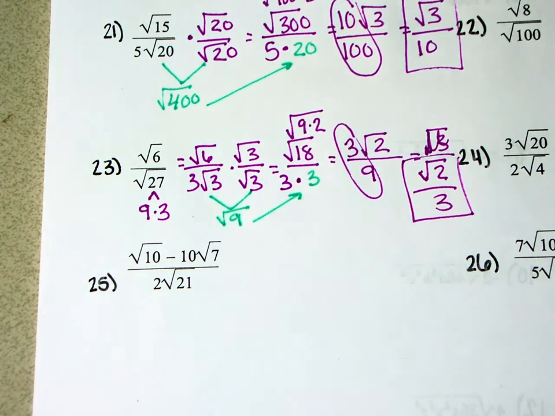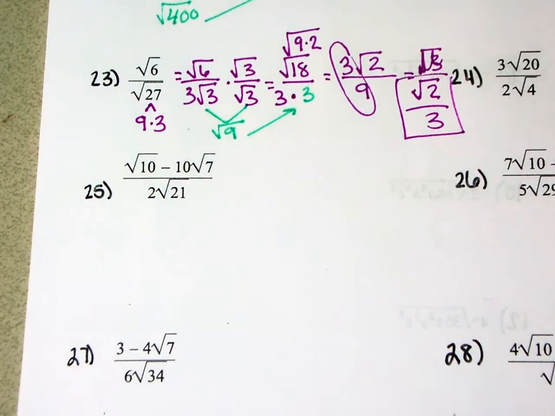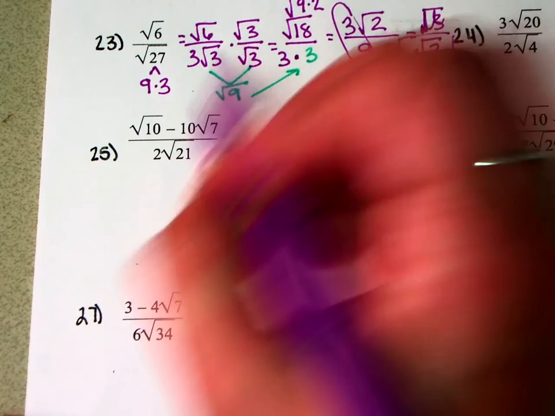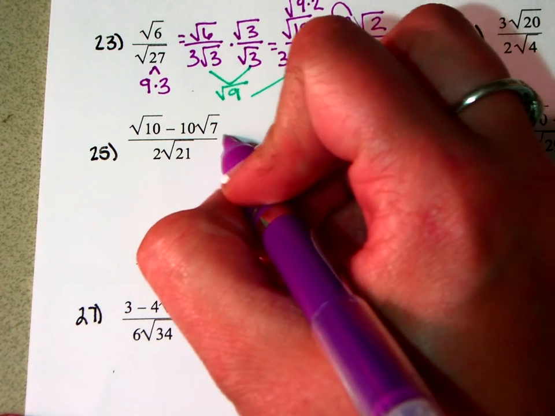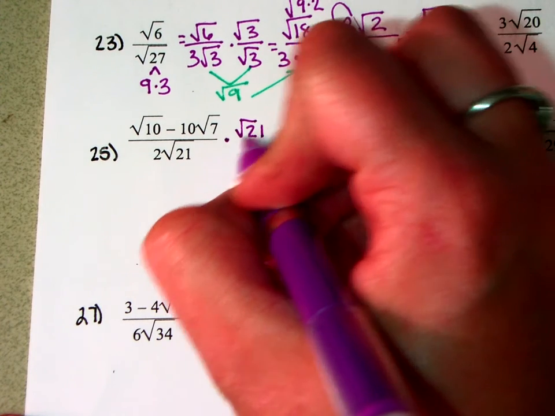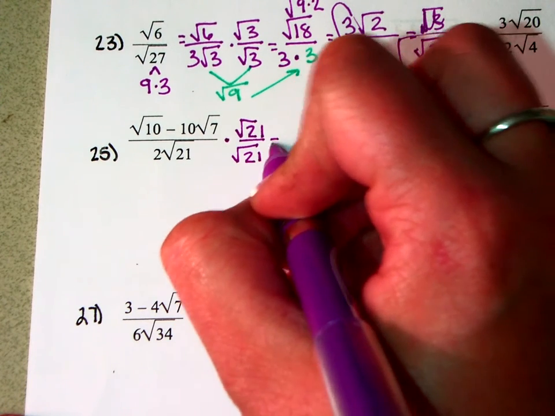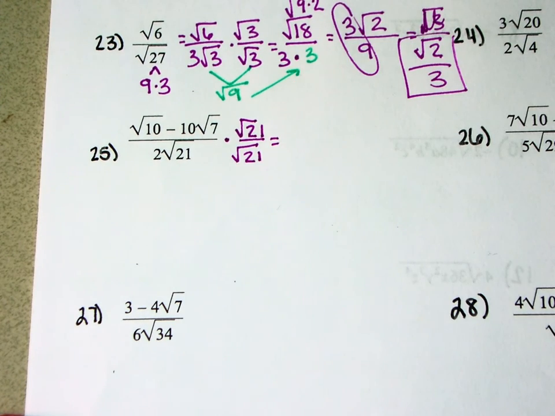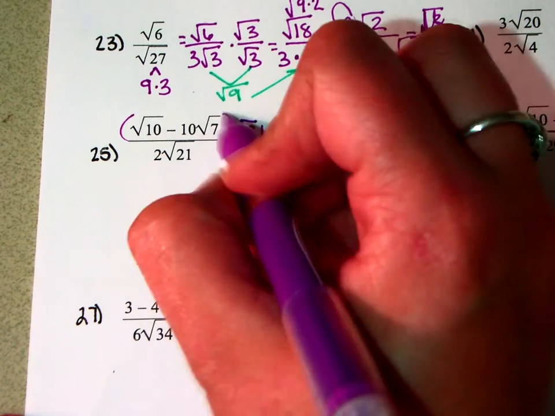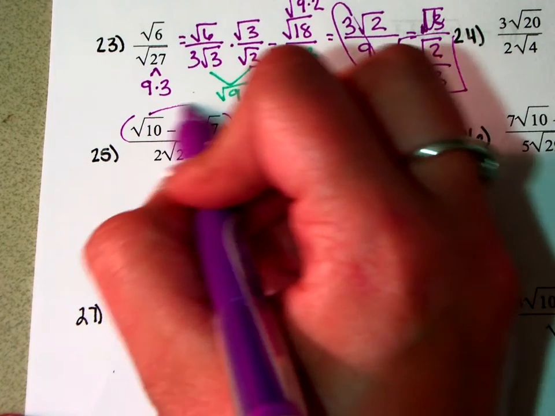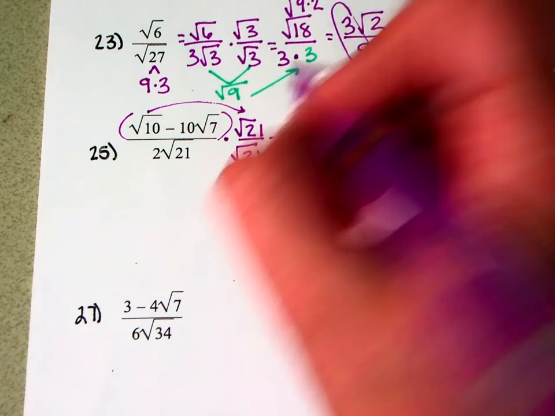Okay, these problems are getting a little bit more challenging, but again, nothing you can't handle. I'm still going to multiply by the square root of 21. That cannot be simplified. So square root of 21, square root of 21. However, now I need to make sure that I'm distributing the right way. So right here, this is in parentheses. I'm going to do the square root of 10 times the square root of 21, which is the square root of 210.